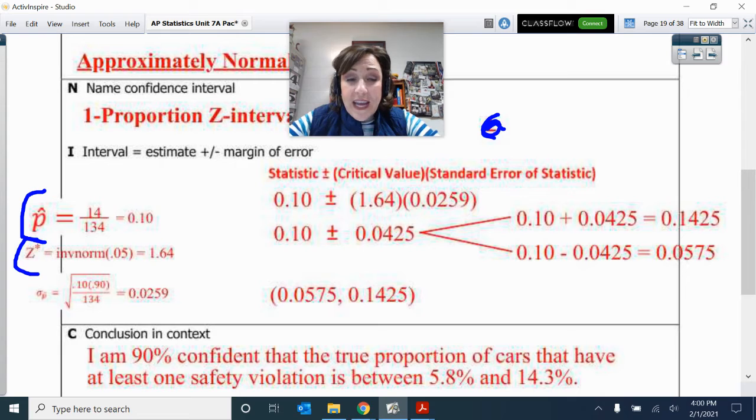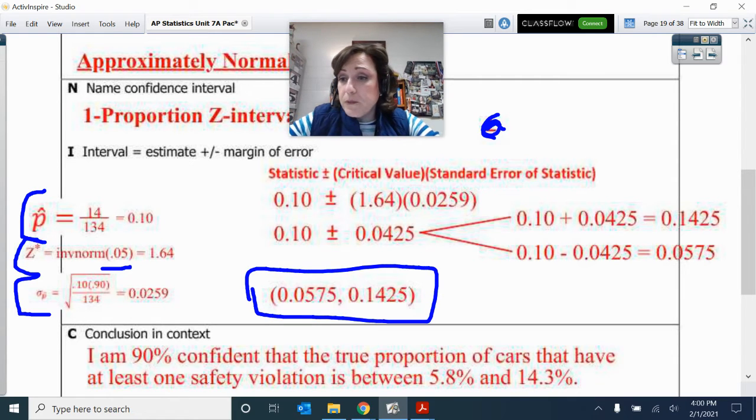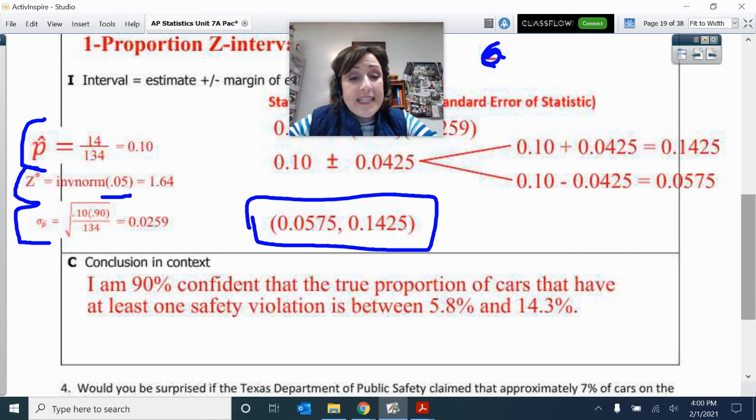Inverse norm of one tail for 90% confidence, 5% in a tail. And then there is my standard error of the statistic. So here you put them in the formula, plus and minus. Here is my interval. So I'm 90% confident that the true proportion of cars that have at least one safety violation is between 5.8% and 14.3%.